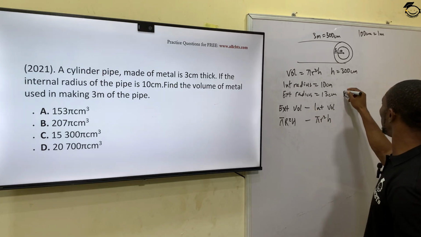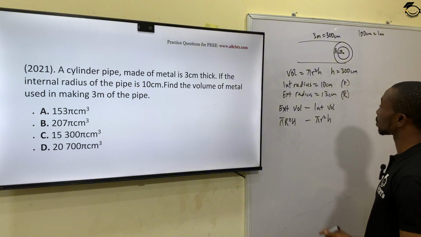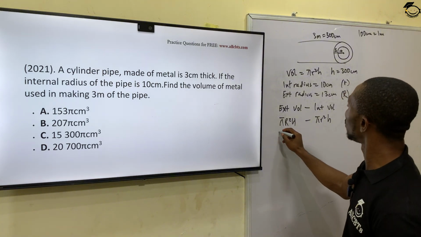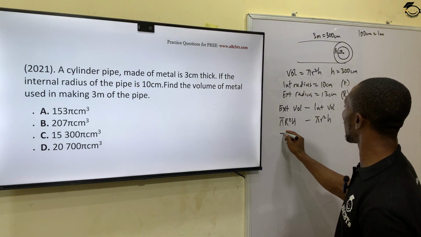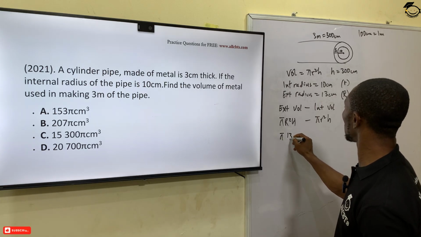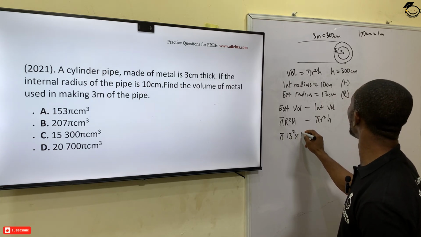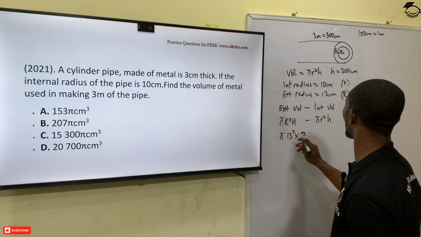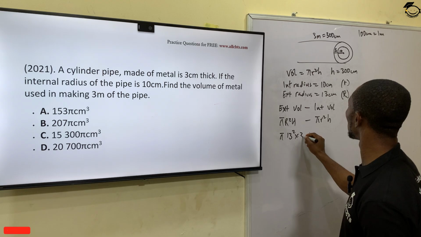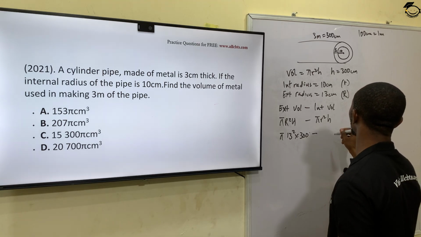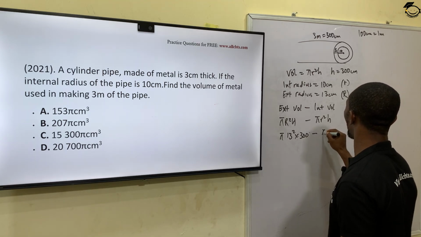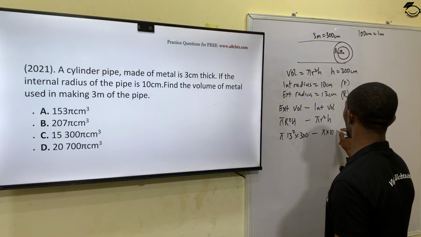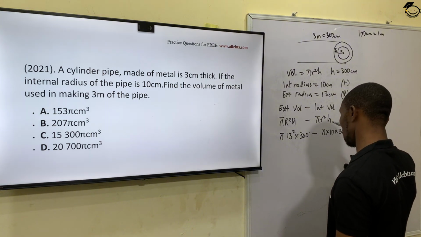So this represents a big R and this represents a small r. So this will be 22 over 7, pi times 13 squared times h, which is... sorry, h is 300, minus pi times 10 times 300.